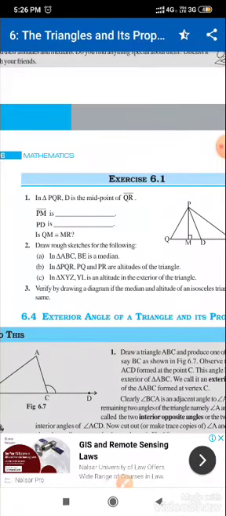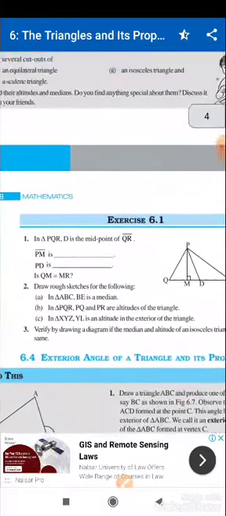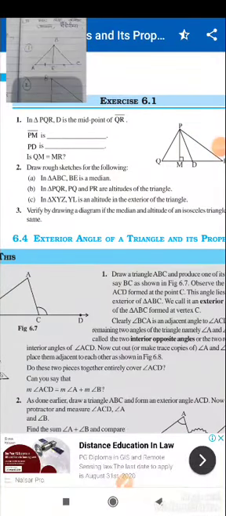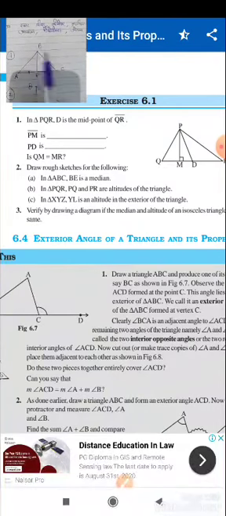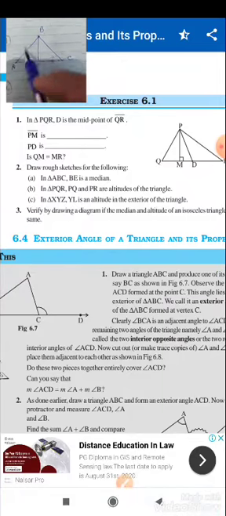Our second question is, in triangle ABC, we have to draw a rough sketch of a triangle ABC in which BE is a median. So here is the rough sketch of triangle ABC in which BE is the median. For this we draw a line segment from the vertex B to the opposite side AC such that AE is equal to EC. In this way BE is the median of triangle ABC.